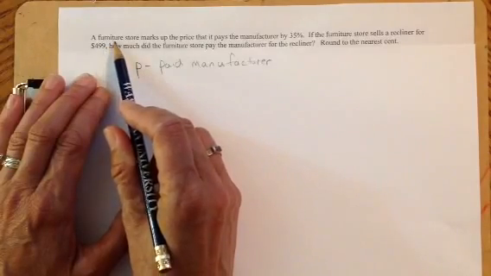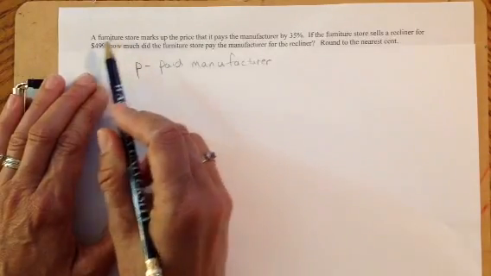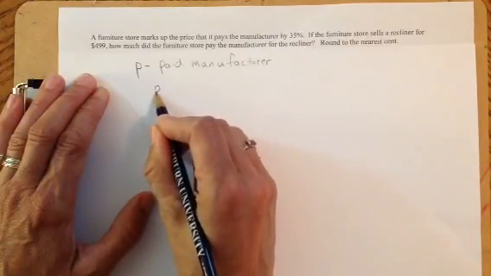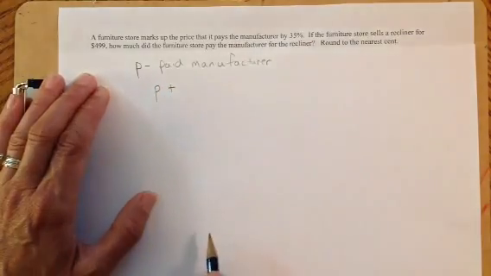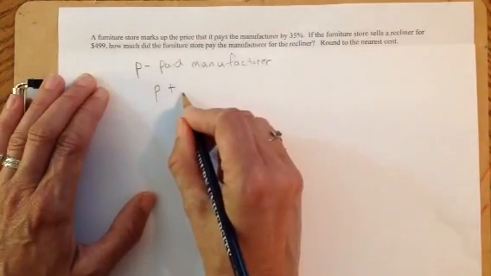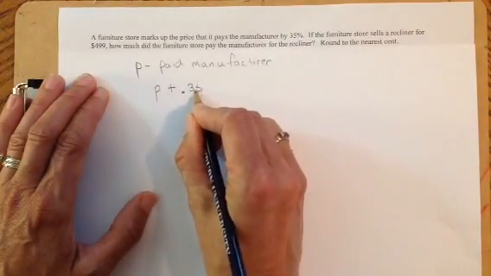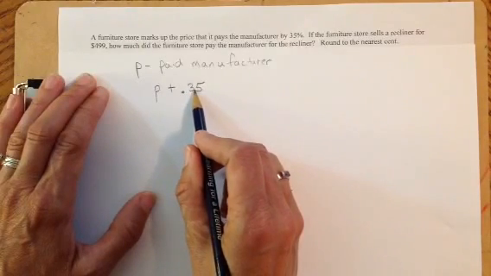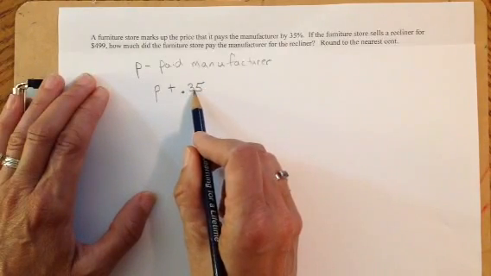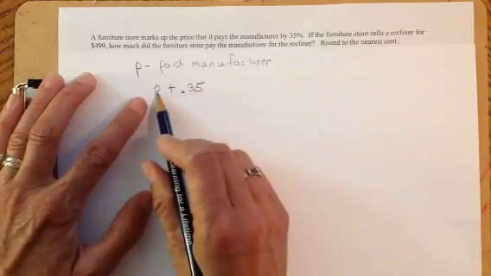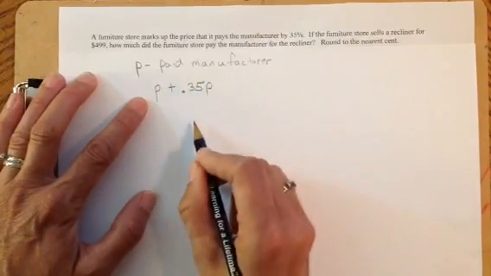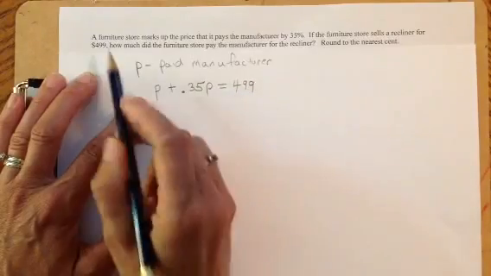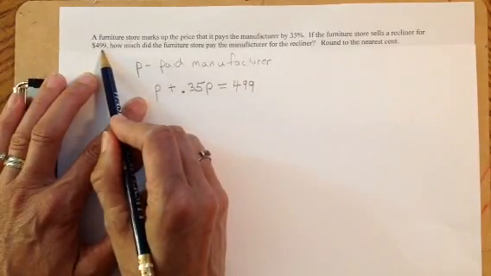Well, how does the furniture store determine how much it's going to sell it for? It marks it up by 35%. So it's going to charge the amount that it paid plus 35% more. Now, 35% in decimals is 0.35. Always with percentages, you have to multiply by, it's a percentage of what? So the 35% is the percent of what it paid. So 0.35p, and that gives us a total of the $499, which is what it's going to sell for.